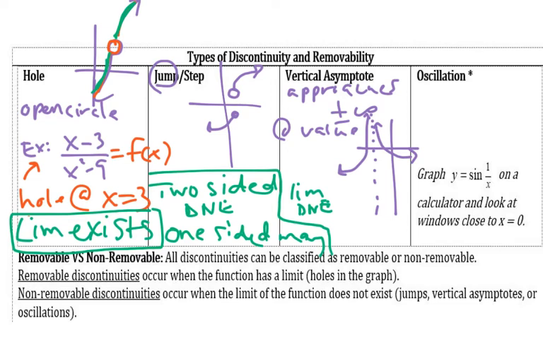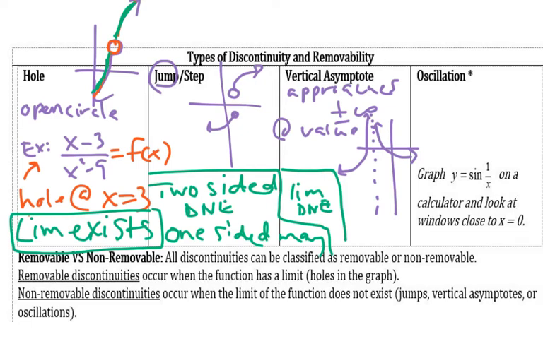So a vertical asymptote within a function that exists both on the left and the right of that vertical asymptote, the limit does not exist. We will talk about later how you can write positive infinity, but for right now, I just want you to say that the limit does not exist.